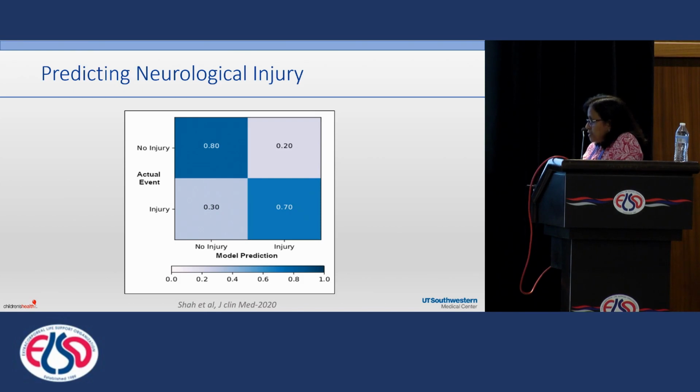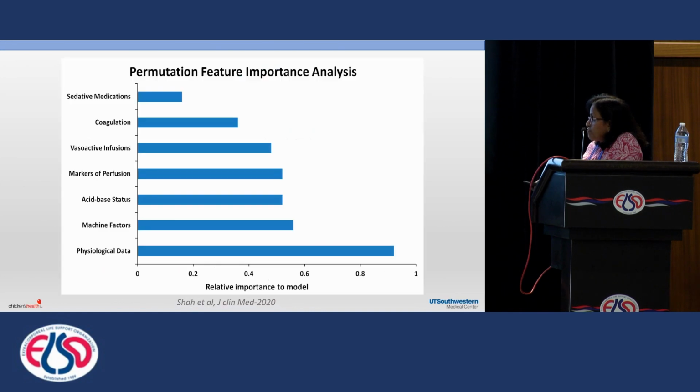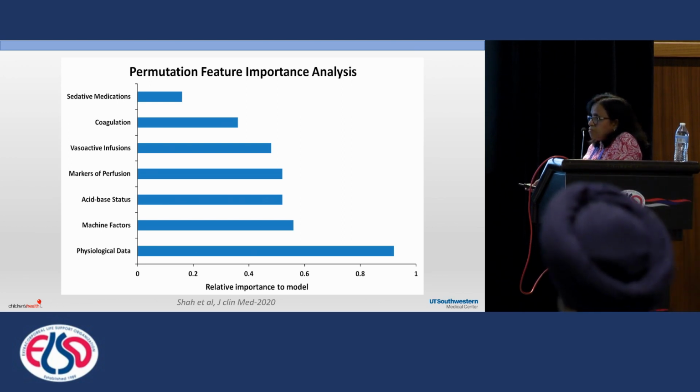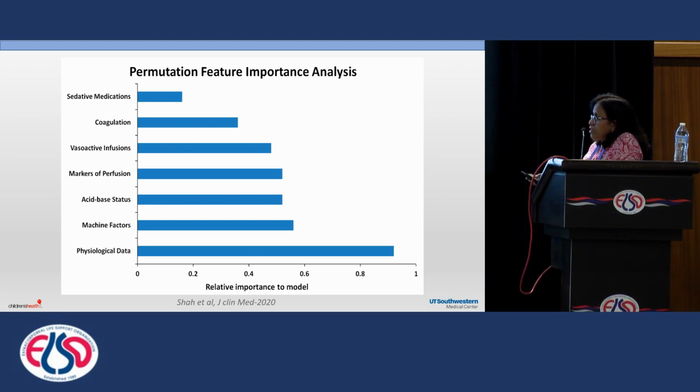You can see some of the AUROC curves, the numbers that you can see. It was very good at predicting who was not at injury and somewhat good at predicting who was at injury. We grouped the different variables, and we used what is called a permutation feature importance analysis. We dropped each set of variables and asked which one was important. When we dropped the physiological data, the model was useless. And coagulation parameters, unfortunately, did not pan out to be an important set of features and were low in the risk category.